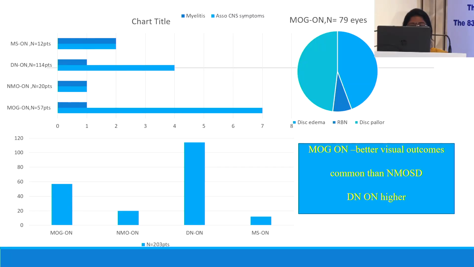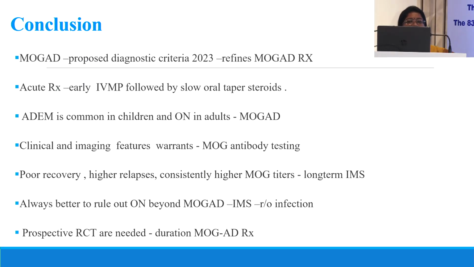So to conclude, the MOGAD diagnosis is very clear, and the diagnostic criteria in 2023 have helped us and refined the management of MOGAD. Acute treatment will involve intravenous steroids followed by a slow, long oral taper of steroids. ADEM is very common in children, but optic neuritis is common in adults, and clinical and imaging features will prompt MOG antibody testing. Nowadays, even with the first attack, we do all the seromarkers, because access to these seromarker analyses is not available throughout India. Poor recovery, higher relapses, and a consistently high MOG titer will warrant long-term immunosuppression.